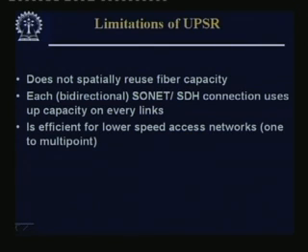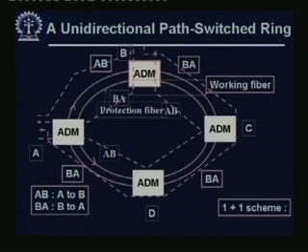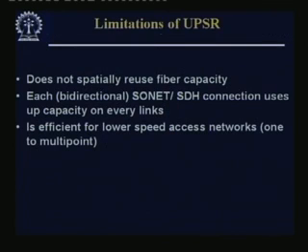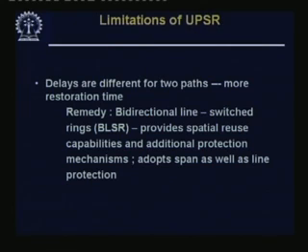Each bidirectional SONET SDH connection uses up capacity on every link. If you look at the previous picture, we are just talking about a connection from A to B and B to A, that is all. So, this entire ring now has been used up, assuming only one wavelength. These ADMs of course are the ADMs of SONET. So, it is efficient for lower speed access networks, one to multi-point only, alright.